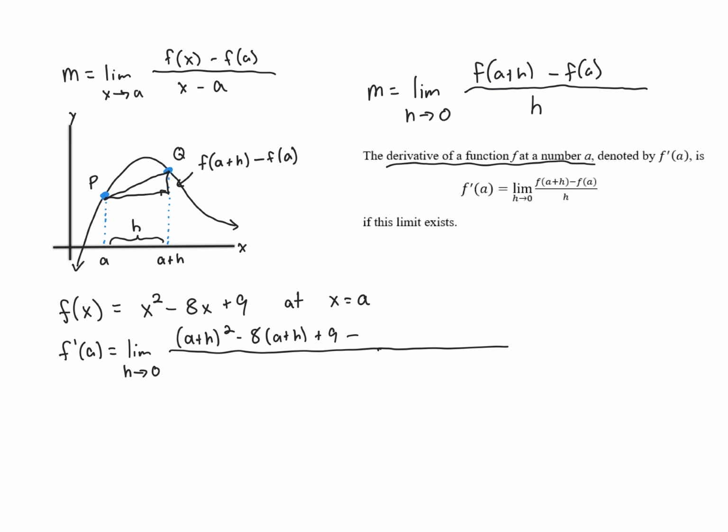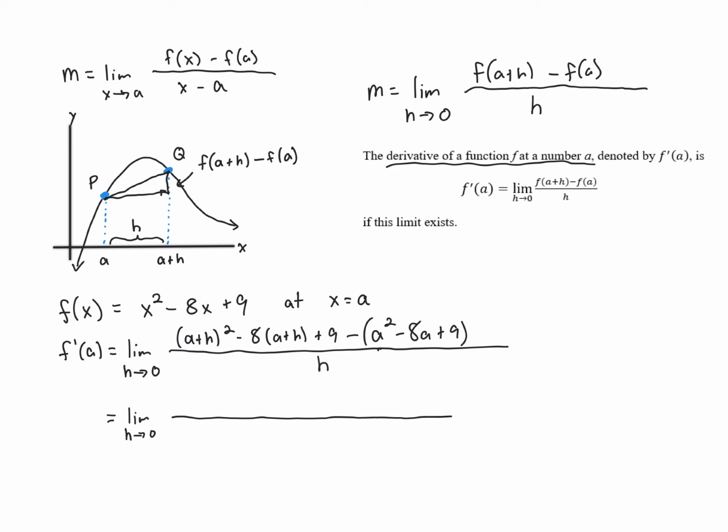And if we plug in a here, that's just going to be a squared minus 8a plus 9. I need to put that all in parentheses because we're subtracting this whole quantity. We're going to have to distribute that negative in a moment. And then this is all over h, at least the denominator is simple. So we're going to have to do some algebra with the numerator here. Just writing my limit again.